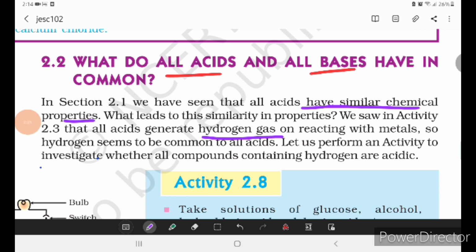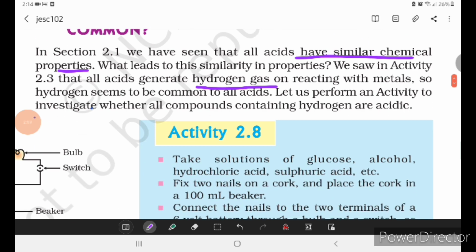Yes, just now we discussed that all acids when reacting with a metal yield a salt and hydrogen gas. If you see, each and every acid will yield hydrogen gas when reacted with metal. So from this we can conclude that there might be some property related to hydrogen which is common to acids. From that activity we can derive that if you perform it with many different metals and different acids, the final product will be the corresponding salt and hydrogen gas. Let us perform an activity to investigate whether all compounds containing hydrogen are acidic.